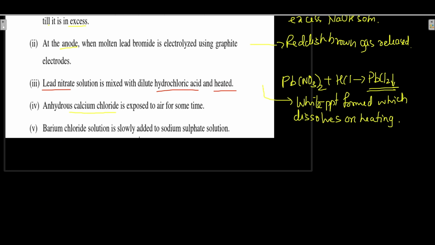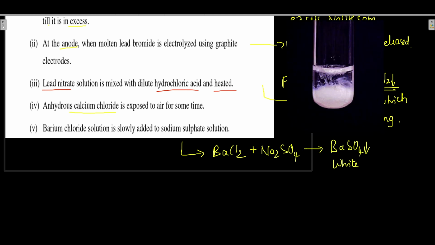Barium chloride solution is slowly added to sodium sulfate. Again, this question will come again and again. Barium chloride and sodium sulfate, Na2SO4. So you will get barium sulfate, white precipitate. So observation will be a white precipitate formed.